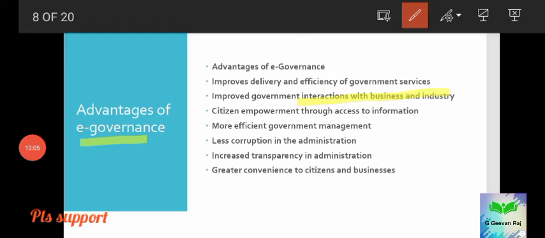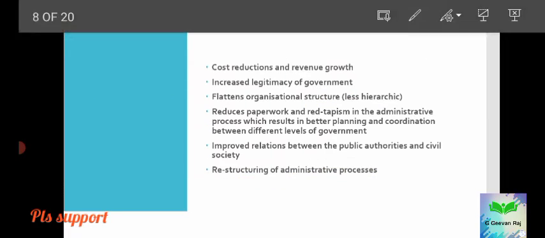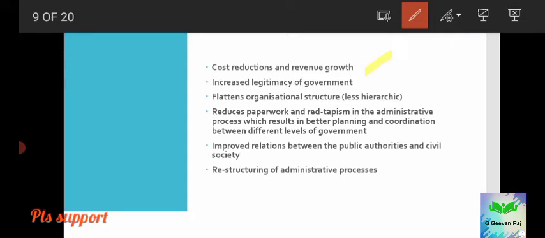Another major benefit is the greater convenience to citizens and business. So, e-governance makes the processes more convenient for citizens and various businesses. So, e-governance is more convenient when compared to ordinary governance. Cost reduction and revenue growth. So, by adopting e-governance measures, we will be able to reduce the cost of governance, which will also improve the revenue growth of our government or our country.